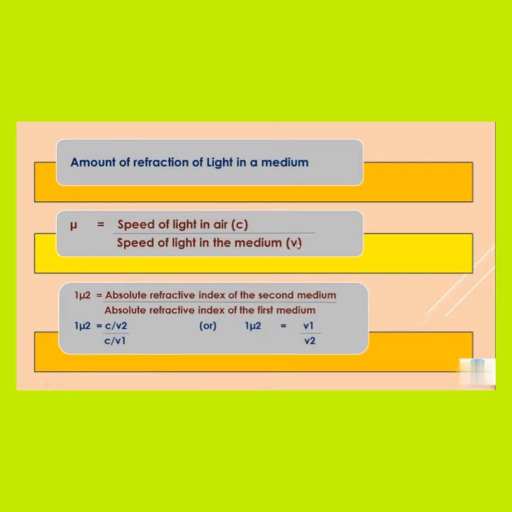1 mu 2 is equal to absolute refractive index of the second medium divided by absolute refractive index of the first medium. 1 mu 2 is equal to c by v2 divided by c by v1. If c gets cancelled, 1 mu 2 is equal to v1 by v2.